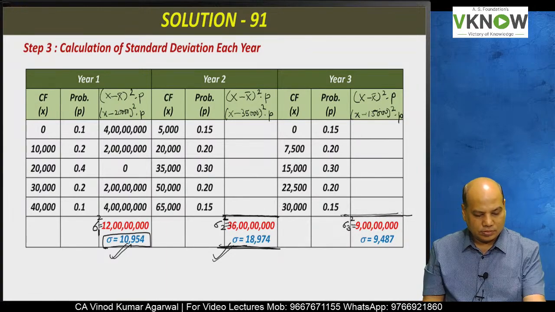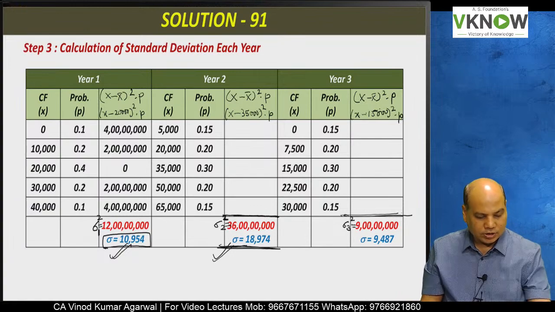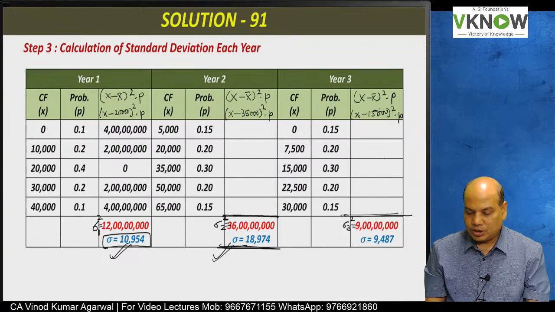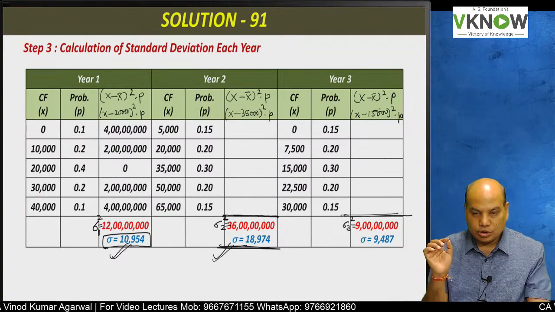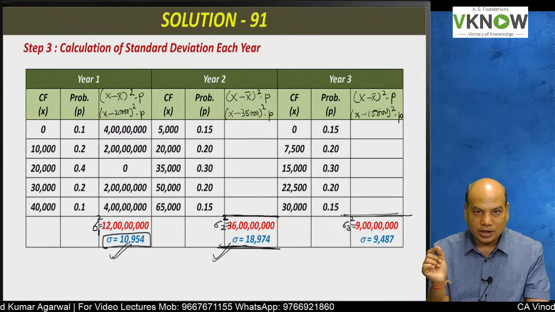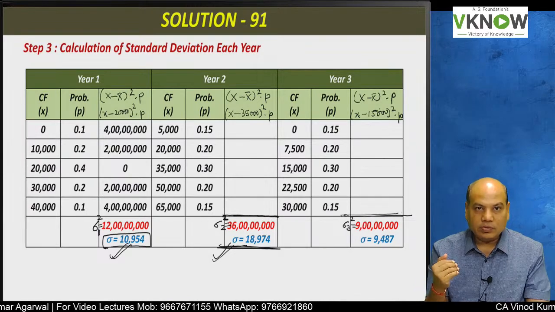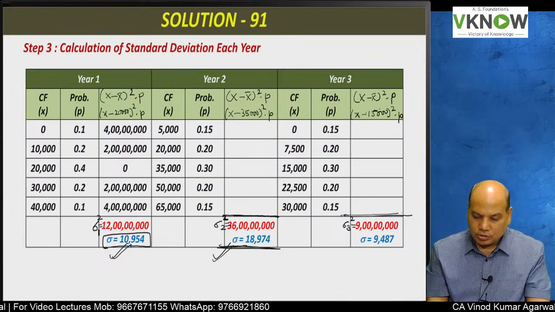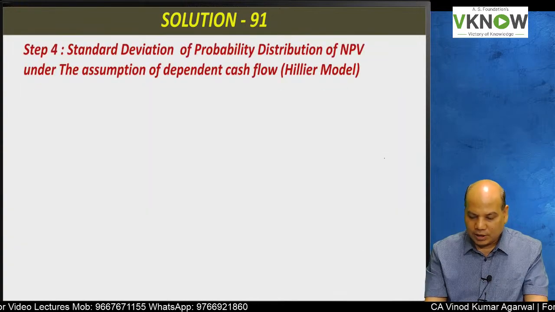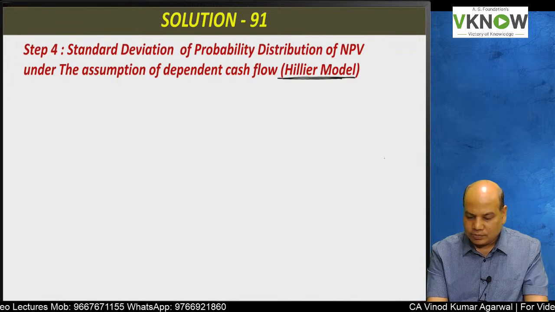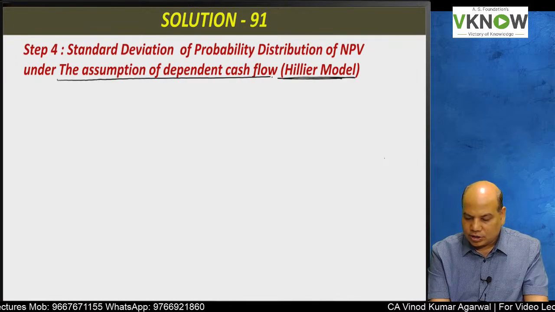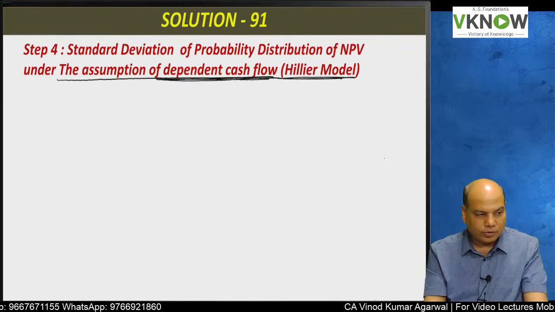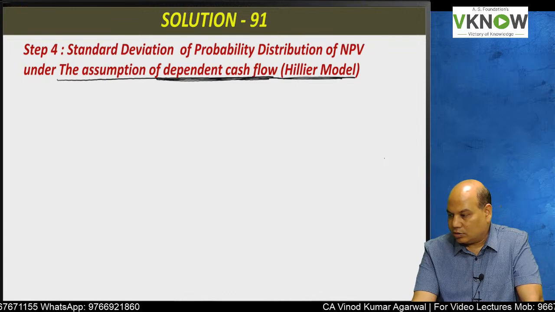Now some minor calculations are pending. Okay. So please write down below this. Original question assumes dependent cash flow. Later on they want you to solve under independent cash flow. So in this question we are going to apply Hillier model on the assumption that cash flows are dependent. Write down step 4.